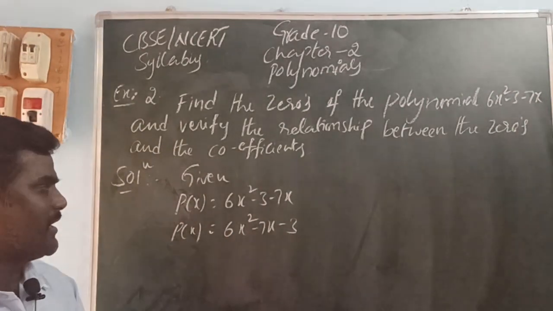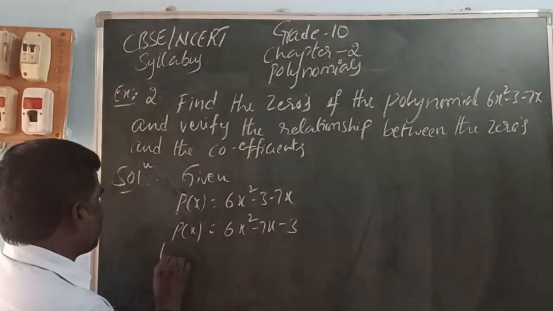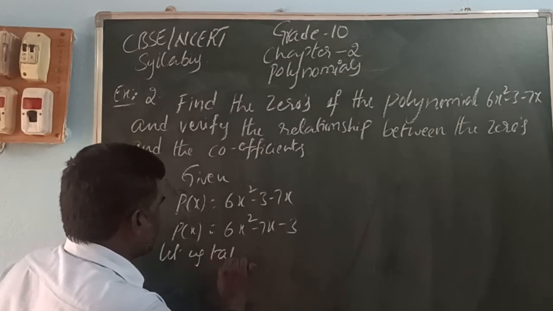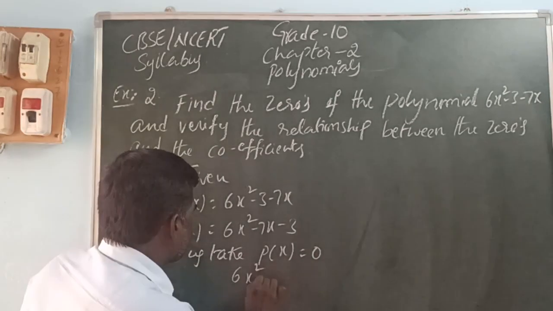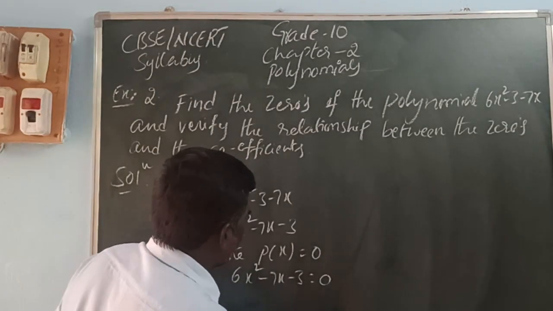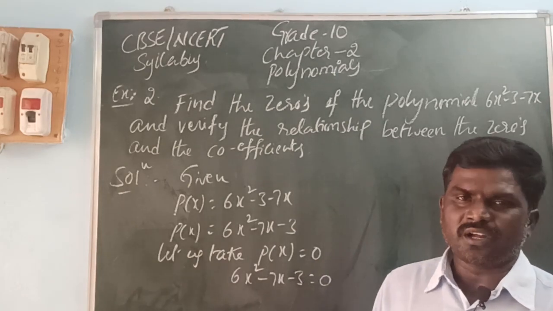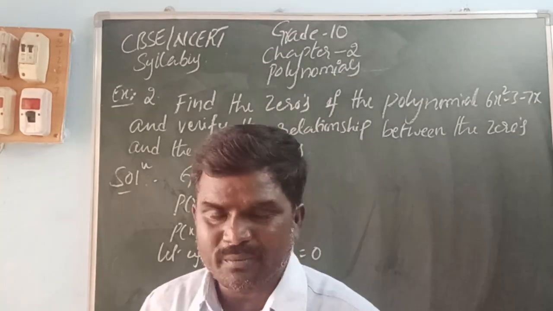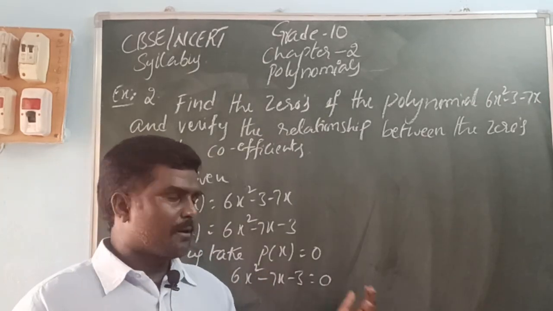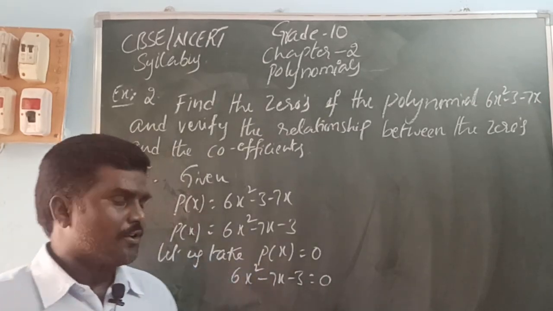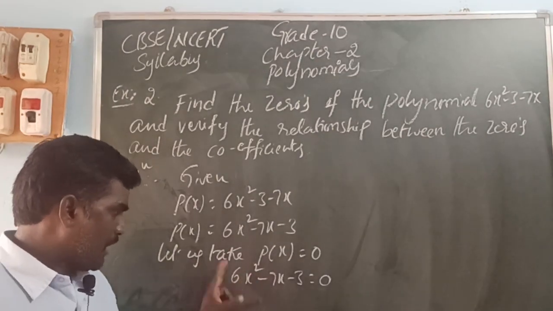Okay, how can we find them? By taking the factorization method. Let us take p of x is equal to 0, that is 6x square minus 7x minus 3. For a quadratic polynomial we can find the zeros. There are 4 methods: factorization method, algebraic identities method, completing the square method, and graphical method. So here we take the factorization method. Here how can we find?